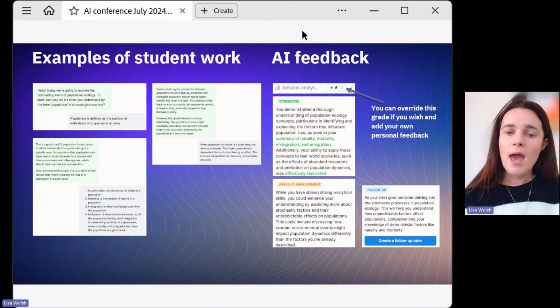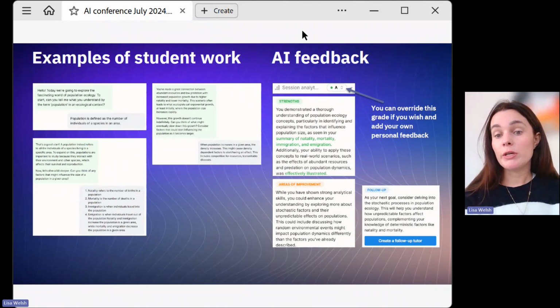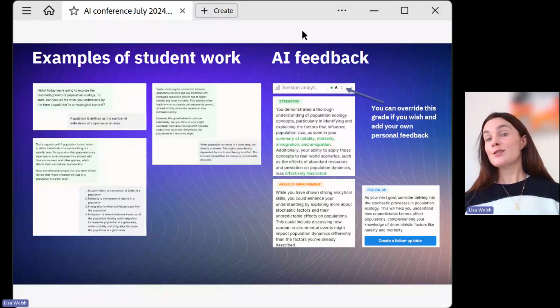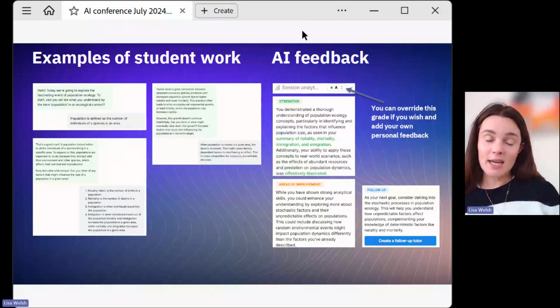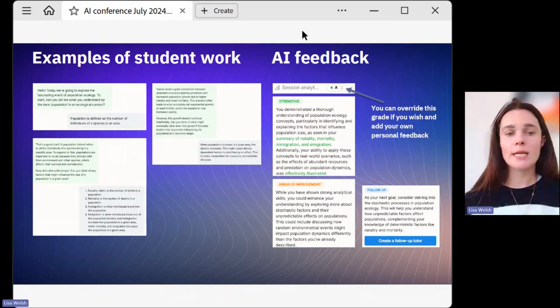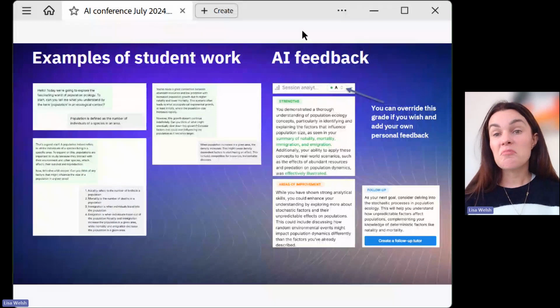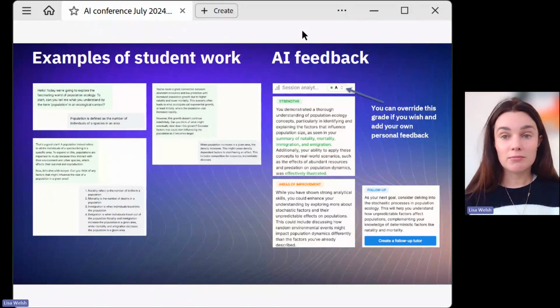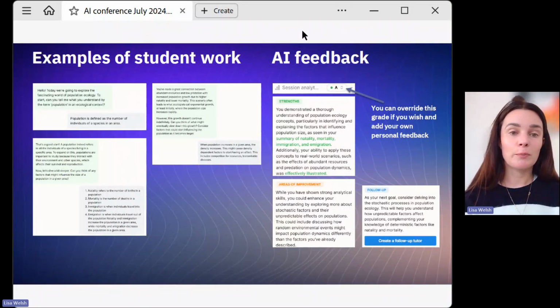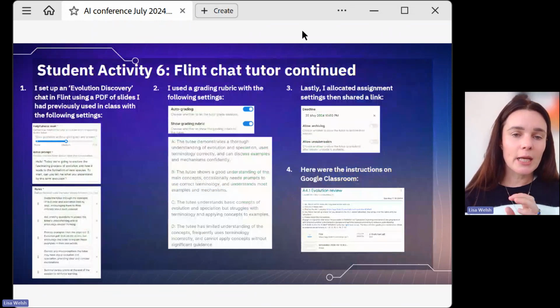What I really like about this is you can create a follow-up tutor and you just press click. Okay, so there we go. Very personalized. The student kind of has choice in exactly what they cover as well. Yeah, I thought it was great. It went really well. No complaints.